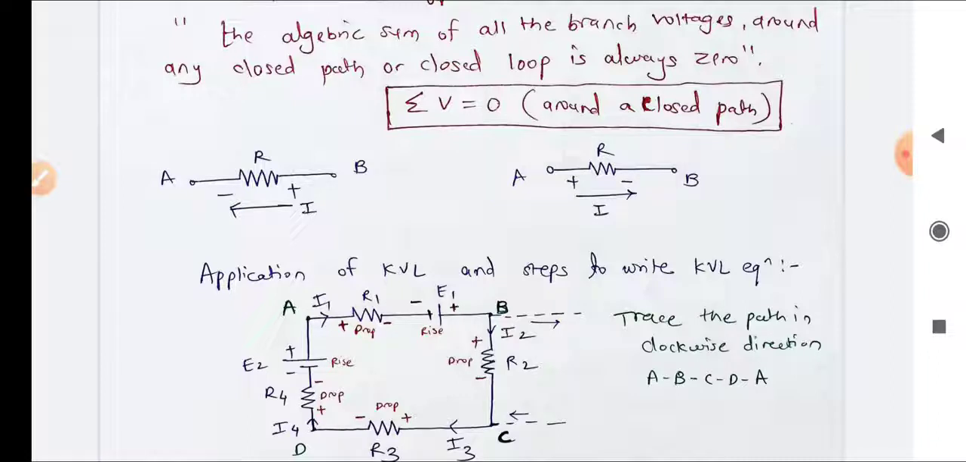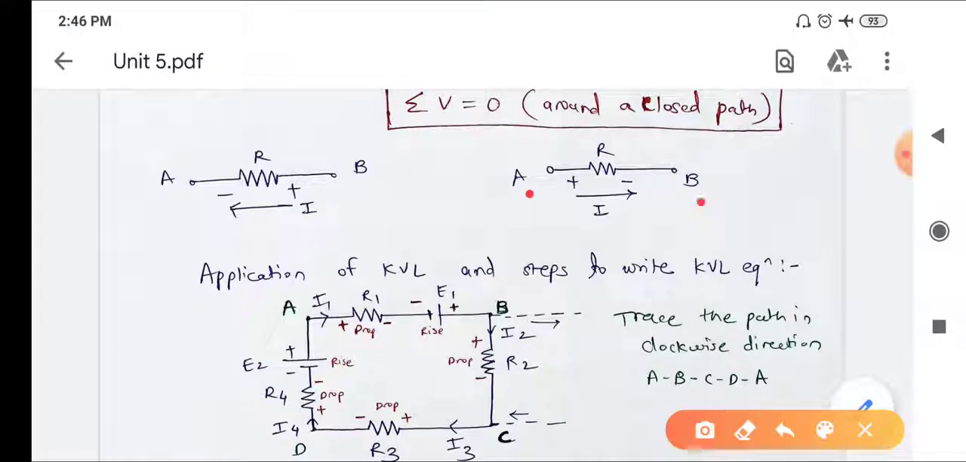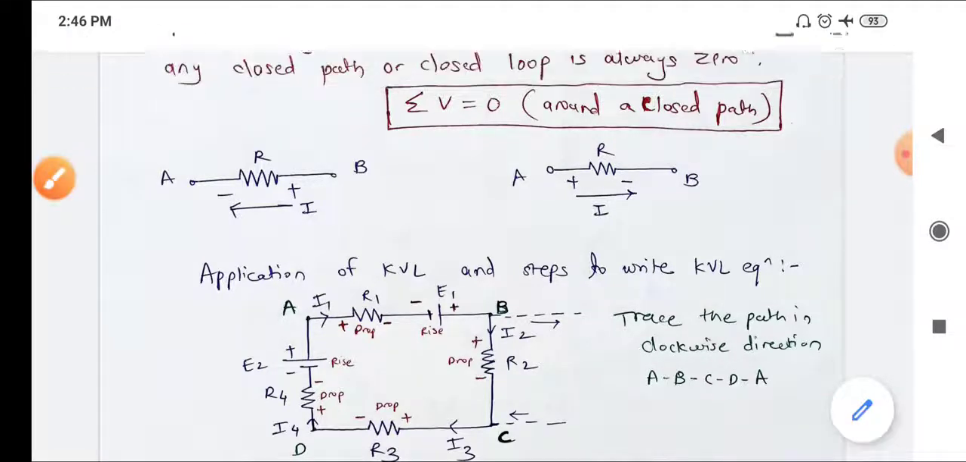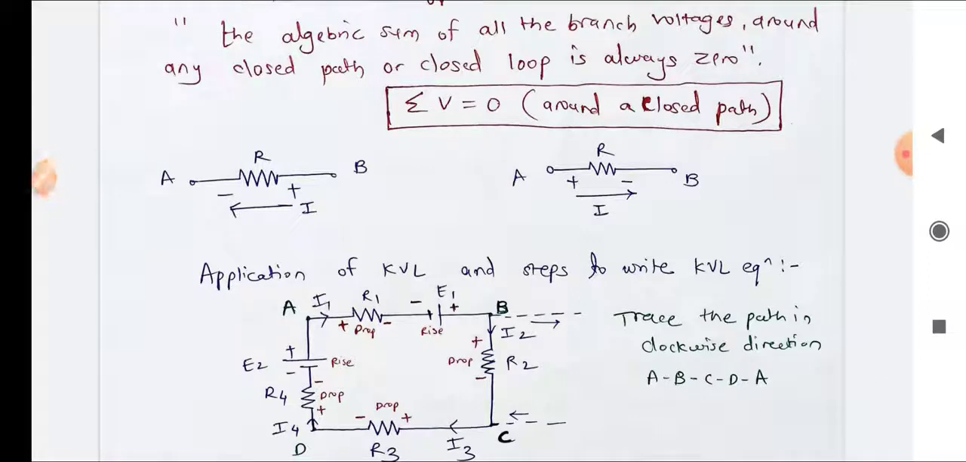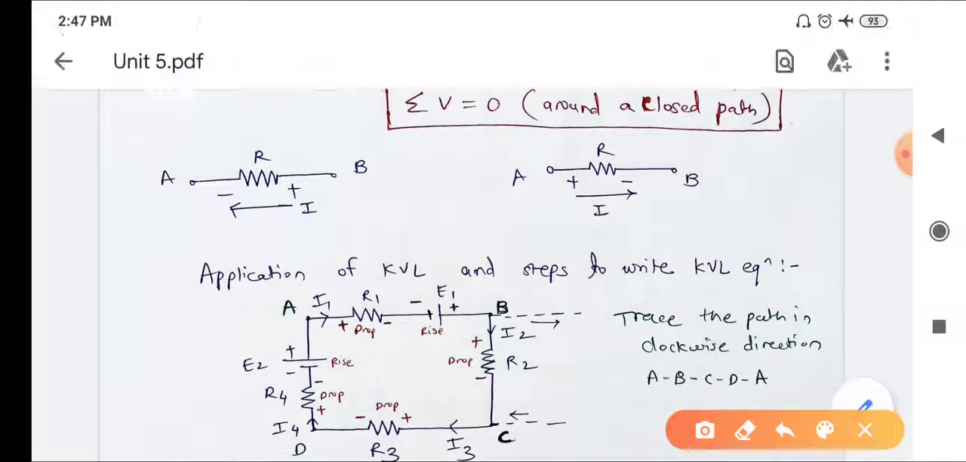In the first figure the current is flowing from B to A, and in the second figure the current is flowing from A to B. So we will see how to give the sign conventions for each element, like for the resistor in figure 1 as well as for the resistor in figure 2. Now in the first figure the current is flowing from B to A, and as we know, the current always flows from higher potential to lower potential, hence when the current flows from B to A, we'll assign the terminal B as positive and terminal A as negative.